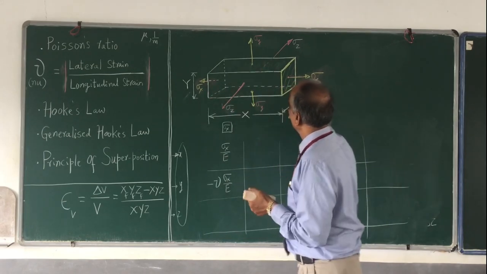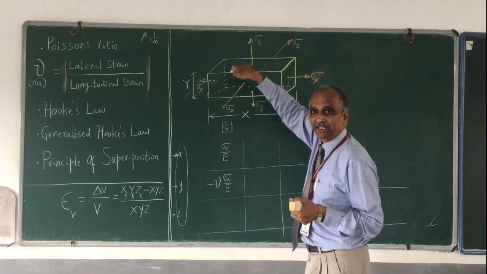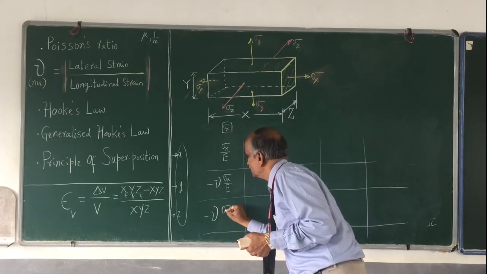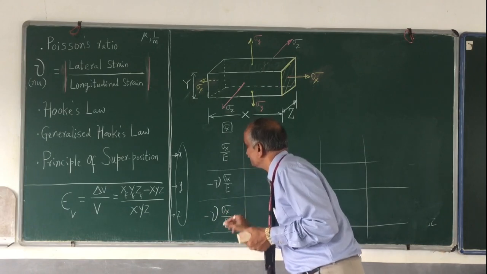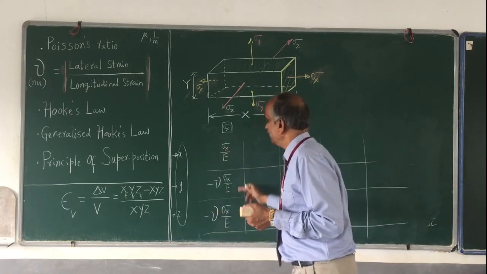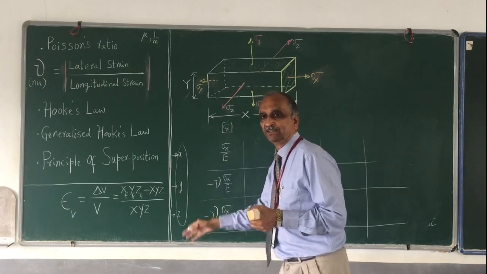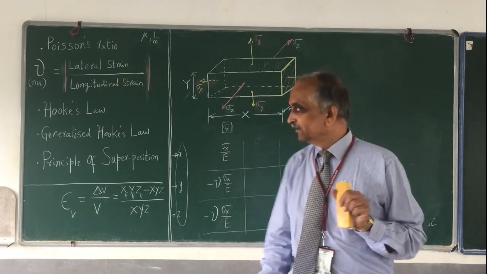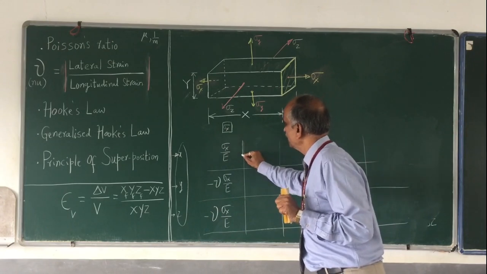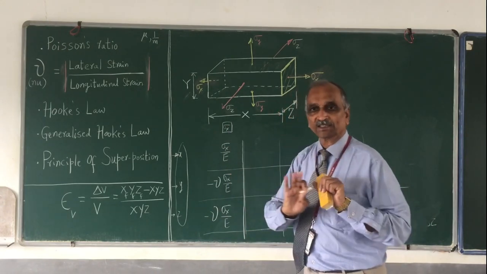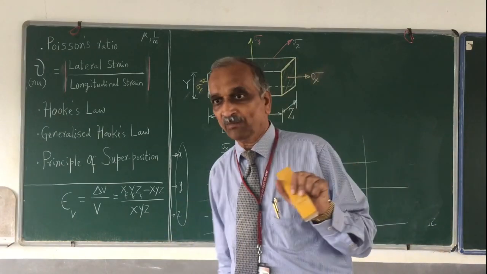Similarly, due to sigma x in z direction, again it is lateral. This also is minus mu into sigma x by E. So these are the strains due to only sigma x in x direction, y direction, and z direction. Okay, please remember, this is only strains due to sigma x. I have not considered sigma y at all.